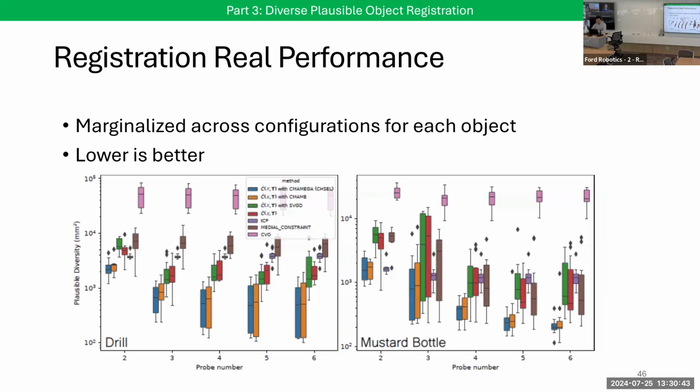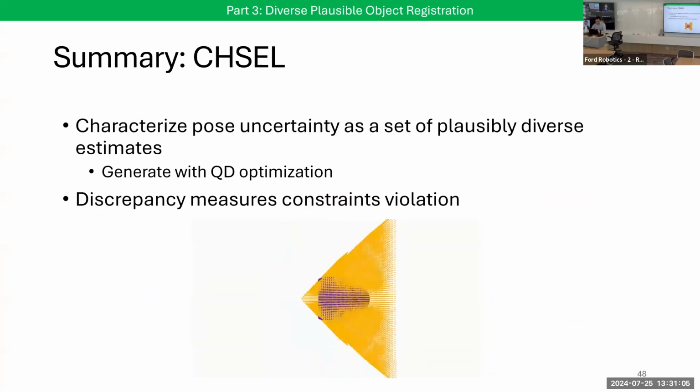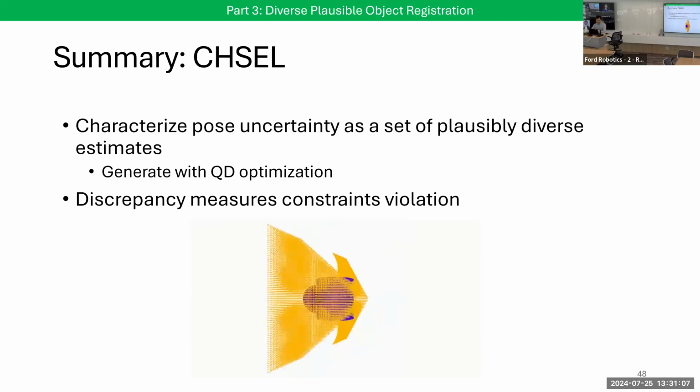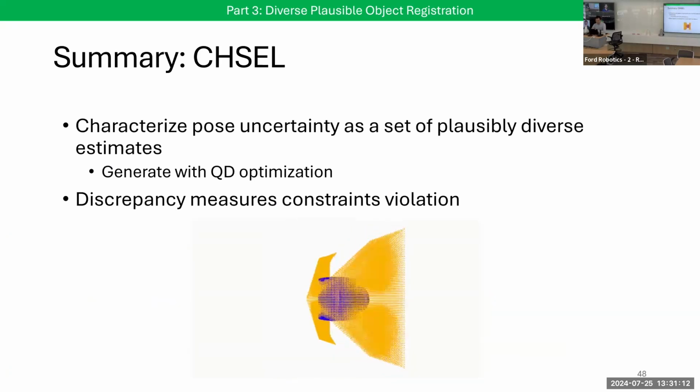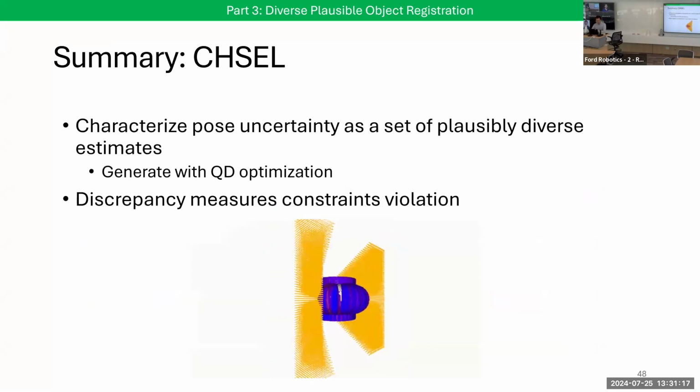Quantitatively, we see that our method in blue also does the best. Orange is an ablation of our method that does not use the differentiability of our cost function to accelerate the search. We see that it also performs quite well, but we run it for enough iterations that this didn't end up making a difference. In summary, CHSEL characterizes the pose uncertainty as a set of plausible pose estimates. We generate these plausible pose estimates using quality diversity optimization on the discrepancy, which is a relaxed measure of constraint violation of the semantics.